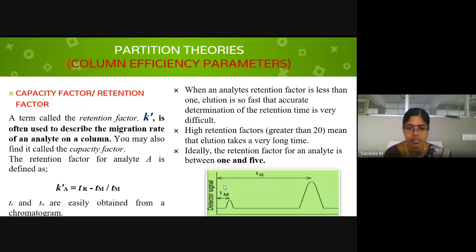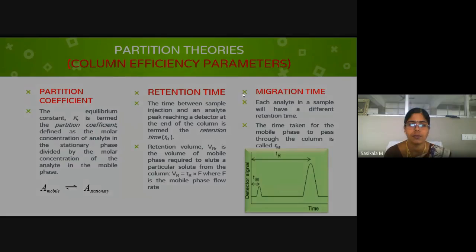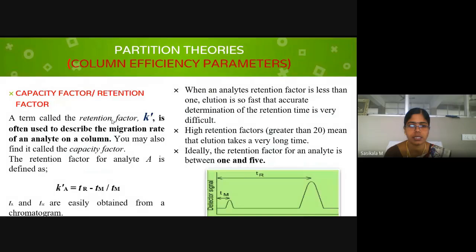If you consider this is a column, we have seen migration time for mobile phase here. This is indicating mobile phase. Time taken for the mobile phase to pass through the column is called migration time, whereas this capacity factor is related to the migration rate of analyte on a column. How much rate it is migrated onto the column. That is represented with capacity factor or retention factor. How long your analyte stays in the column before eluting out.